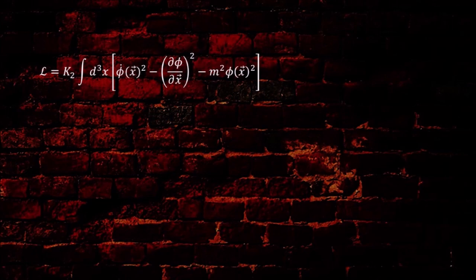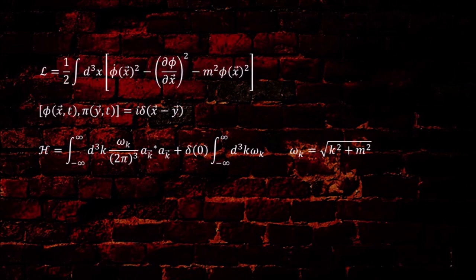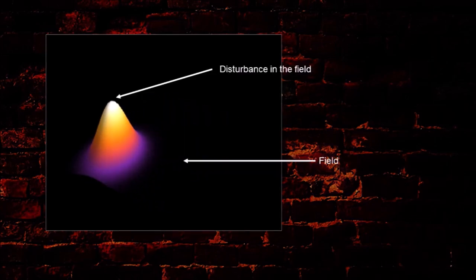So, starting with this Lagrangian and applying the rules of quantization leads to the relativistic Hamiltonian for free particles. The constant k2 is irrelevant, but the convention is to set it to 1/2. The upshot of all this is that we can interpret particles as excitations of a field, much like we interpret photons to be the excitations of the electromagnetic field. In the appendix, which is coming up presently, I will fill in some of the gaps I left in the video. So don't go anywhere.